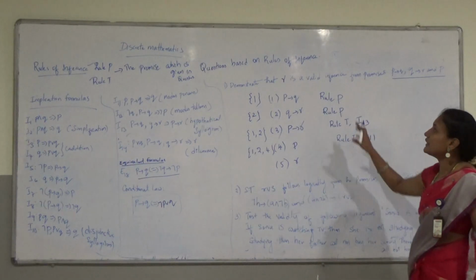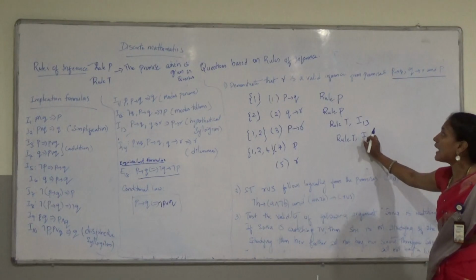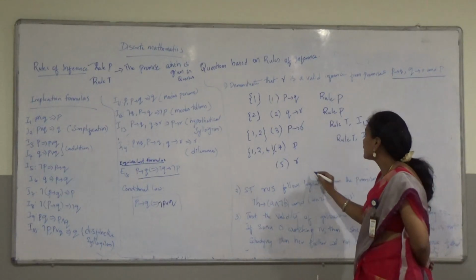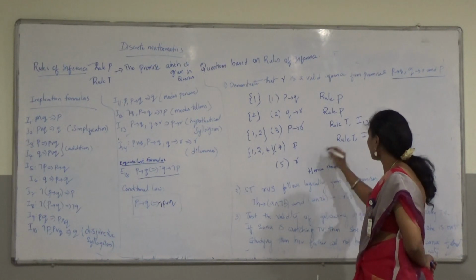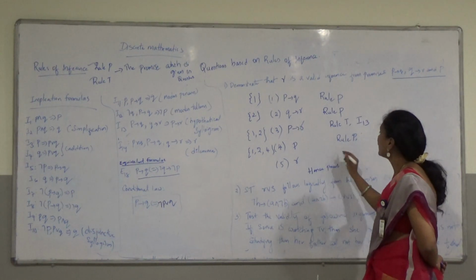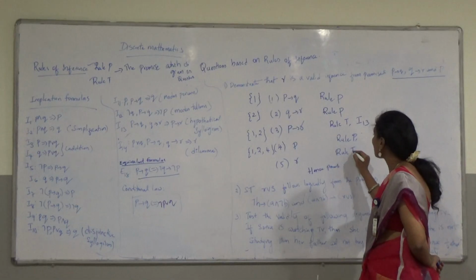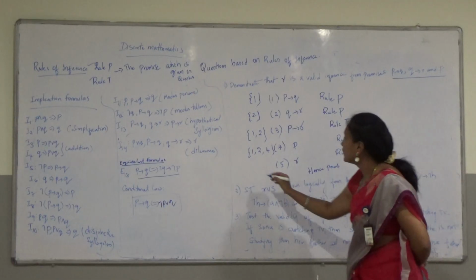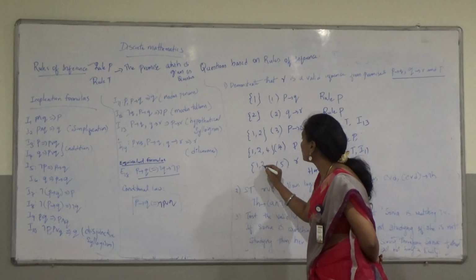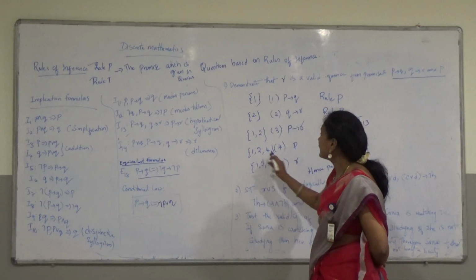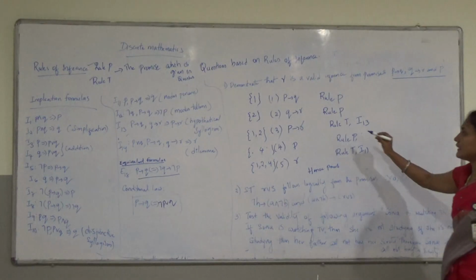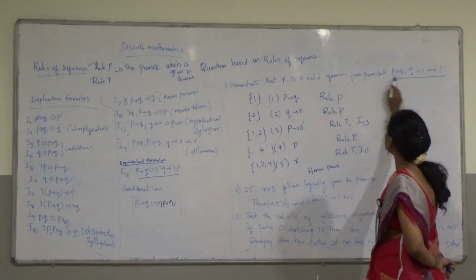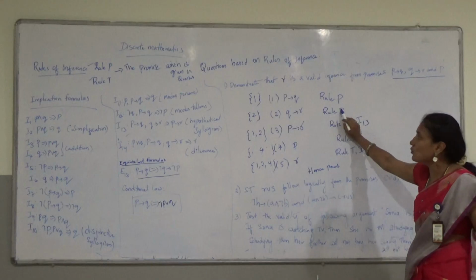In the question they asked to demonstrate that R is a valid inference. So hence proved. This one we got from rule P, this from rule T, and I11 from 1, 2, 4 we are deriving. This is a new premise. So once again I am repeating, P implies Q is a given premise, so I am writing rule P.